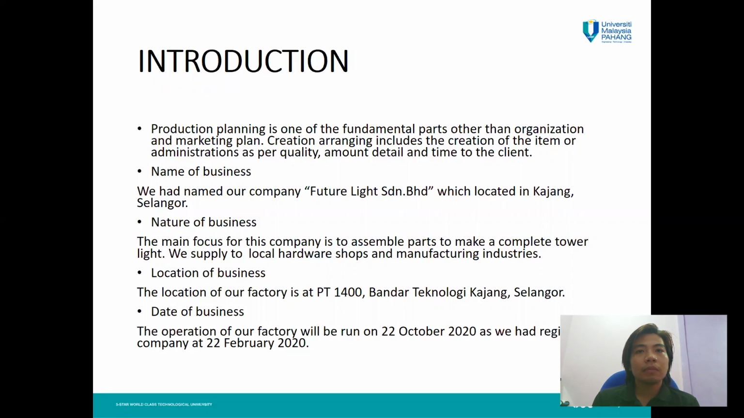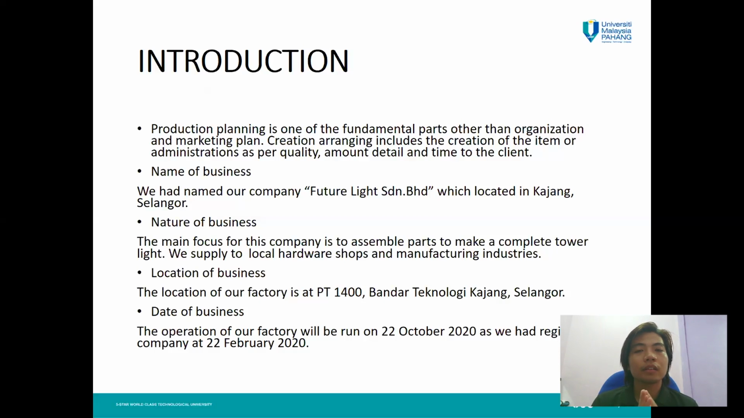As the name of business, first of all, we had named our company Future Light Sendirian Berhad, which is located in Kajang, Selangor. We had named our company Future Light because it is very futuristic and also has a connection with our product, which is Tower Light. We hope it will attract more customers to buy our product.